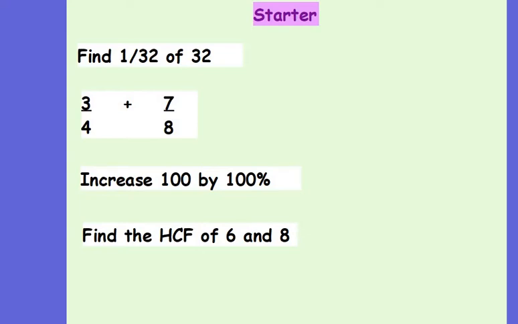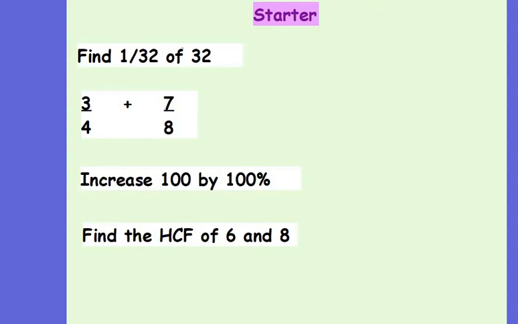Can you find for me 1/32 of 32, 3/4 plus 7/8? Can you increase 100 by 100%? And can you find the highest common factor of 6 and 8? Pause the video and have a go at these questions in your light blue books for me now.